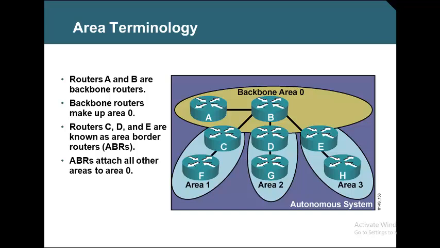In Cisco, for OSPF, the preference level, the trust level, which is called administrative distance, is 110. OSPF comes under link state routing protocol. OSPF supports unlimited hop count.